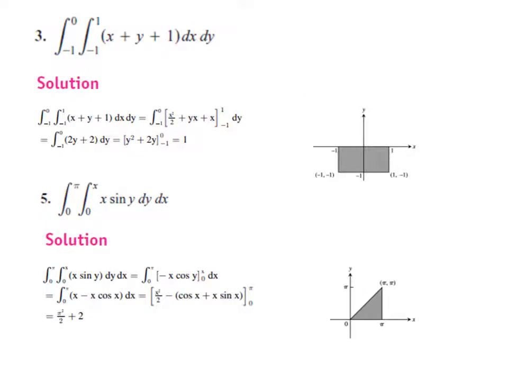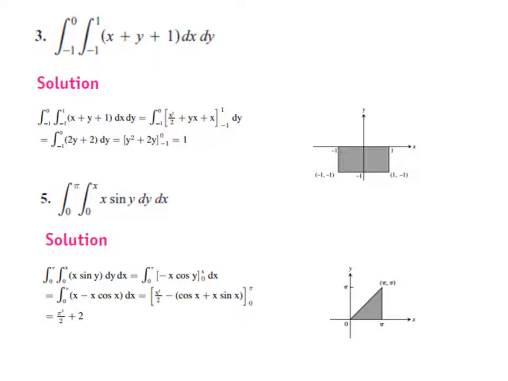Let us get the region of integration and evaluate it here. Integration from minus 1 to 0 and integration from minus 1 to plus 1, x plus y plus 1 into dx dy. So here x limits are minus 1 to plus 1, y limits are minus 1 to 0. So x equal to minus 1 is the left side of the y-axis and x equal to 1 is the right side of the y-axis, which is parallel to the y-axis, and y is equal to minus 1 is parallel to the x-axis below that, and y equal to 0 is the x-axis. So we will form a rectangle here.